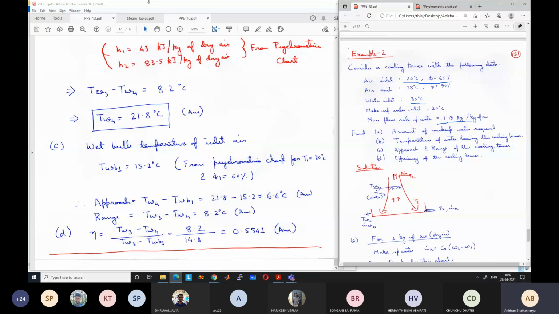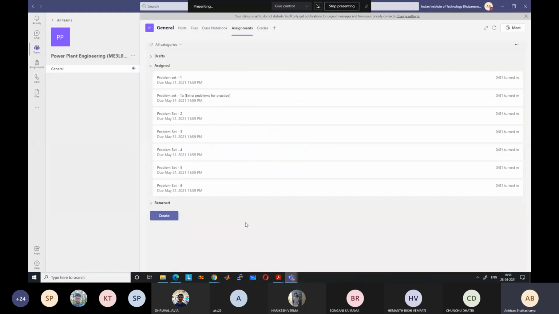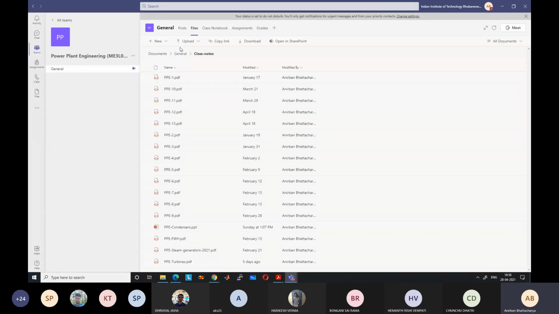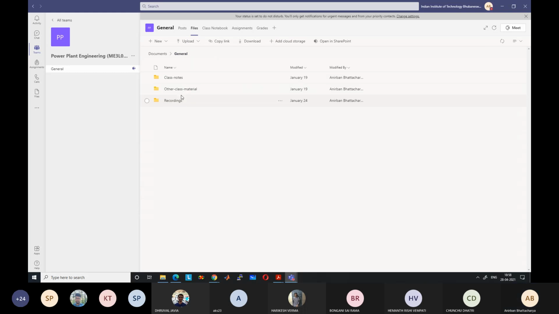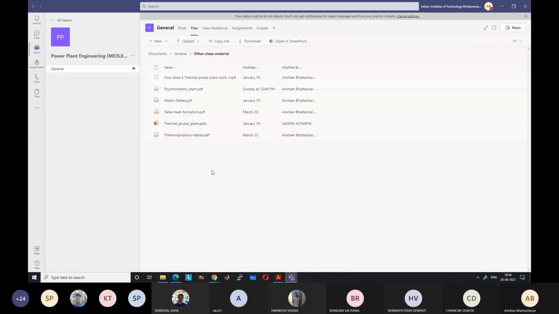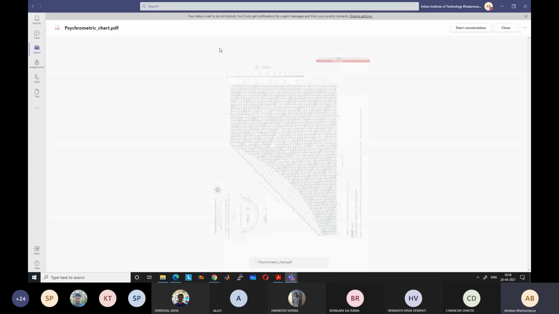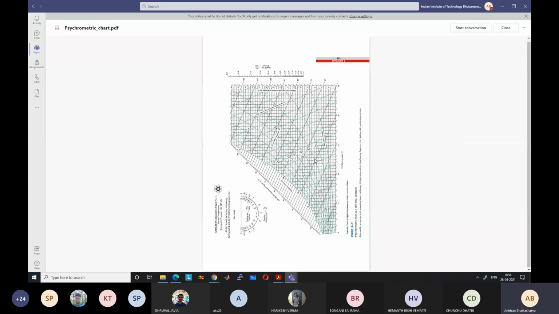Any questions? If there is a problem from this in the exam, I will provide the psychrometric chart. So you should know how to use the psychrometric chart. I have uploaded the psychrometric chart in the file section, I think in the other materials. You have the psychrometric chart from the book. You can use any other psychrometric chart also. You need not use the one on screen. It looks very small, but you can zoom it.